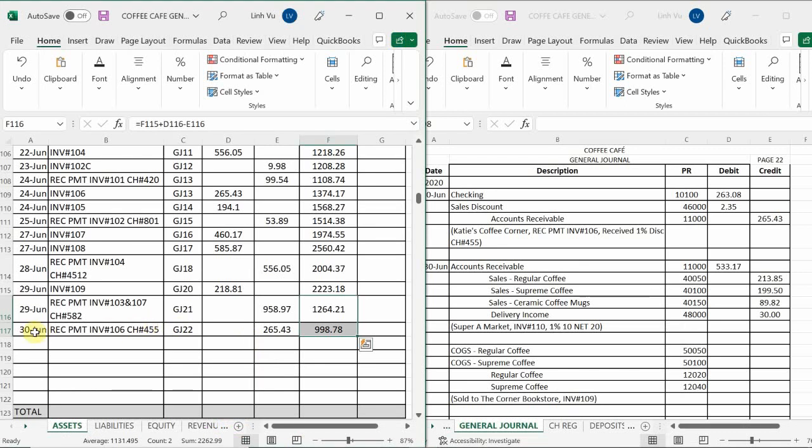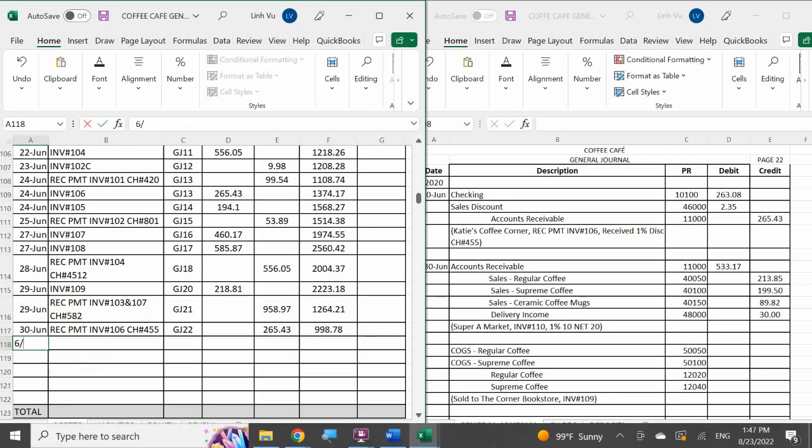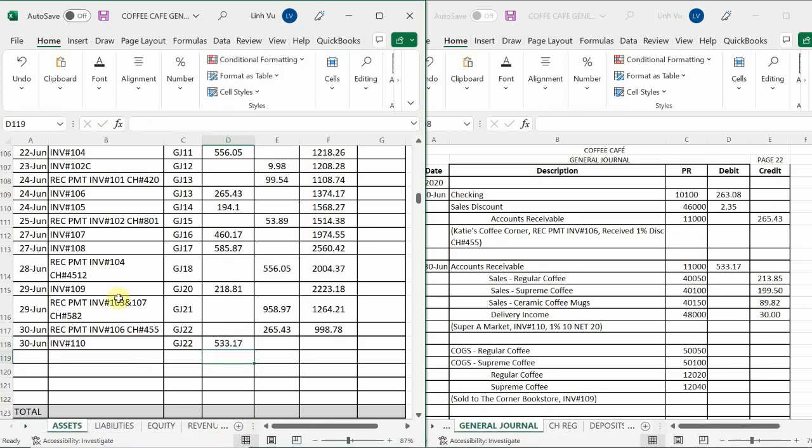So accounts receivable. We're already here on my assets for the accounts receivable. Invoice 110.22 for a grand total of $533.17. So we got a grand total of $1531.95.